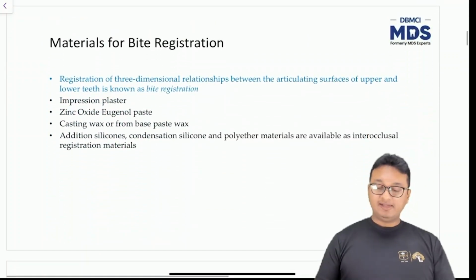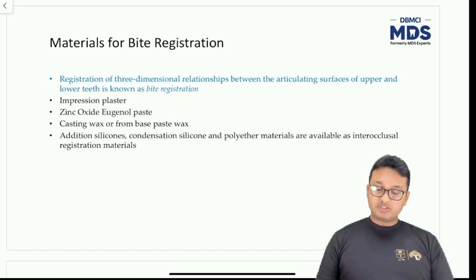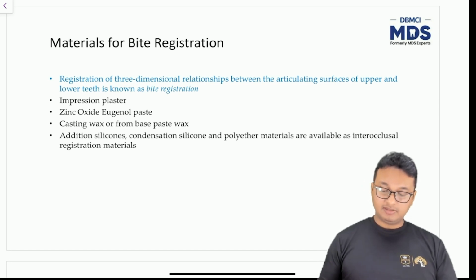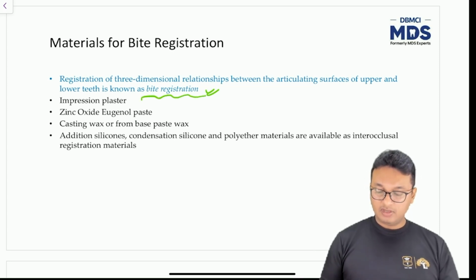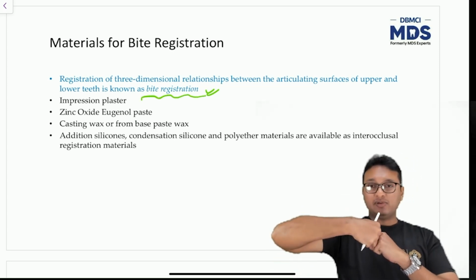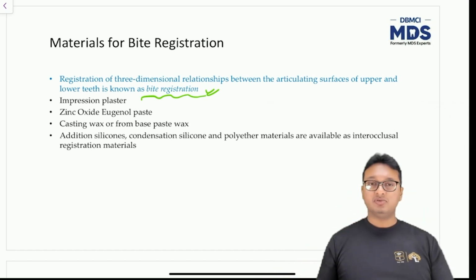Now coming to materials for bite registration. Registration of the three-dimensional relationship between the articulating surfaces of the upper and lower teeth is known as bite registration. What is bite registration? How the teeth are articulating with each other. That is what is being shown using a bite registration material.